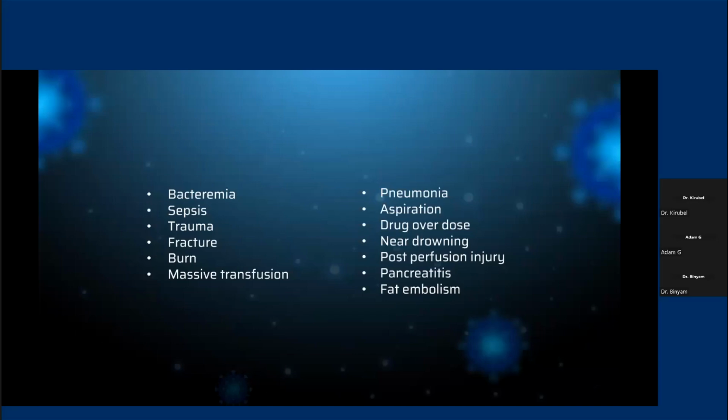ARDS has up to more than 60 causes. These are the commonest ones we see in day-to-day clinical activity, but the list is long. As mentioned here: bacteremia, sepsis, trauma, fracture, burn, massive transfusion, pneumonia, aspiration pneumonia, drug overdose such as aspirin and opioids, near drowning or submersion injuries, post perfusion injury, especially after cardiac surgeries, pancreatitis and fat embolism. These are the causes of ARDS, but the list goes on.